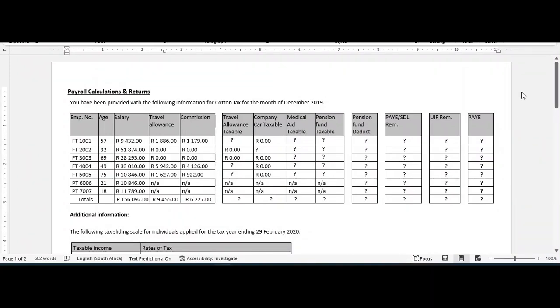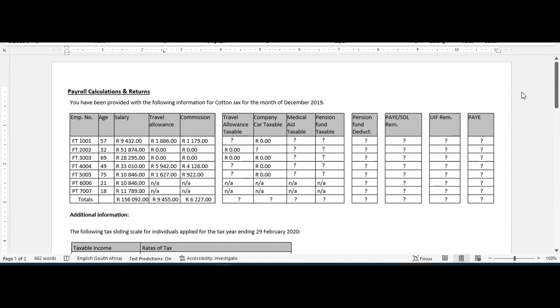Now, in the previous video, I showed you guys how to calculate the pay for one employee, but now I'm going to show you how to calculate the pay for really a small company. In this case, it's a small company with 7 employees. And this is also the question that you can expect if you are going to write the exam in payroll and monthly SARS returns. So let's see how you deal with this question.